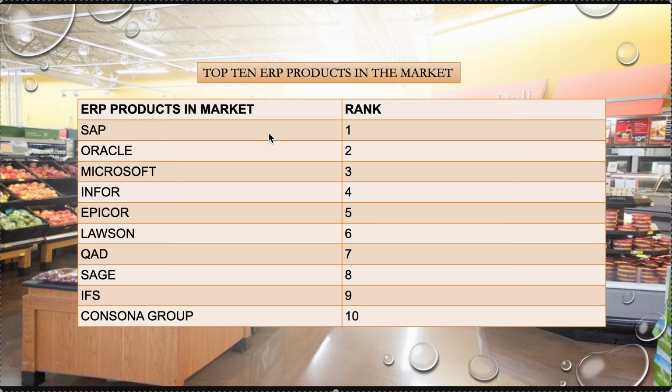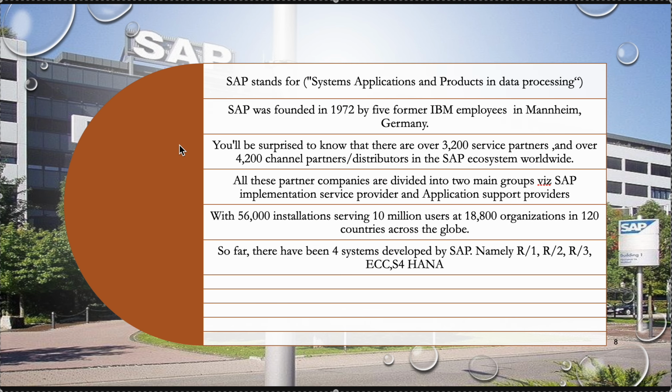You know very well that the market is flooded with different ERPs, but still SAP holds the number one position as of now, because it has a huge ecosystem worldwide and has captured a major share of customers all around the world. SAP stands for System Application Products in Data Processing, and it's a German product basically, invented by four German engineers who had an idea to start this project together, and they started SAP.